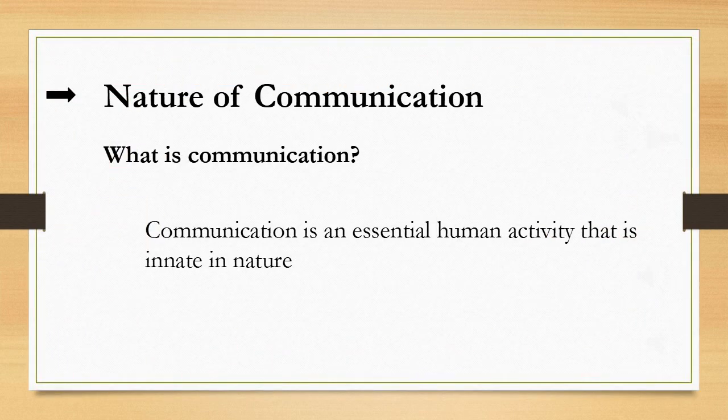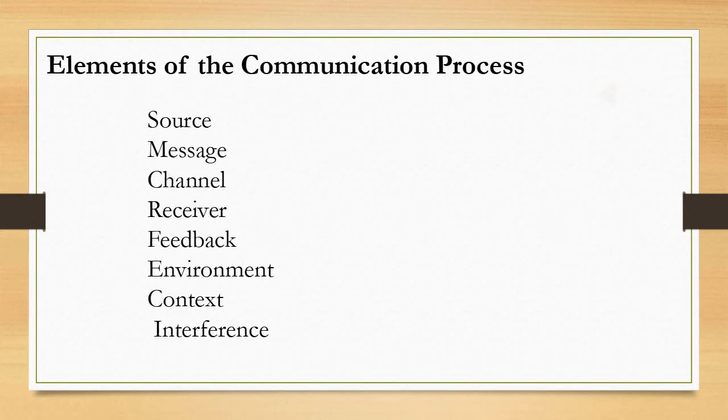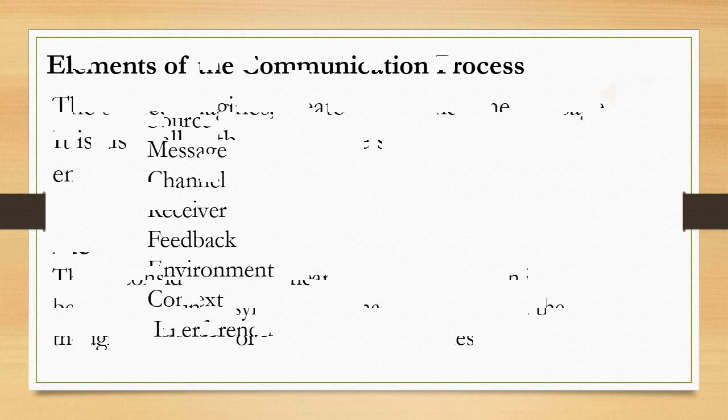Nature of communication. What is communication? Communication is an essential human activity that is innate in nature. Communication is the vital exchange of information through diverse mediums, fostering understanding among individuals. Key concepts include encoding, decoding, and feedback for clarity, while context, shaped by cultural and environmental factors, plays a crucial role. Elements of the communication process are source, message, channel, receiver, feedback, environment, context, and interference.